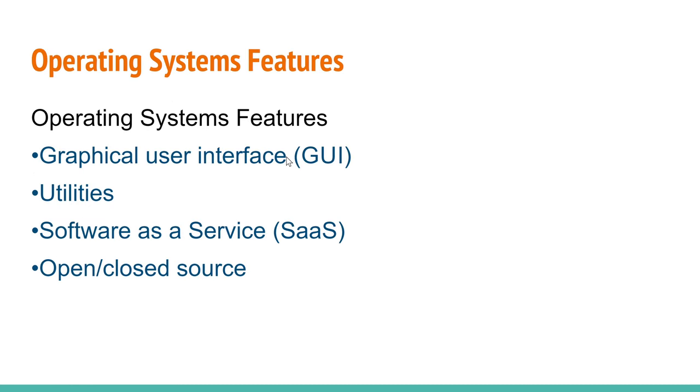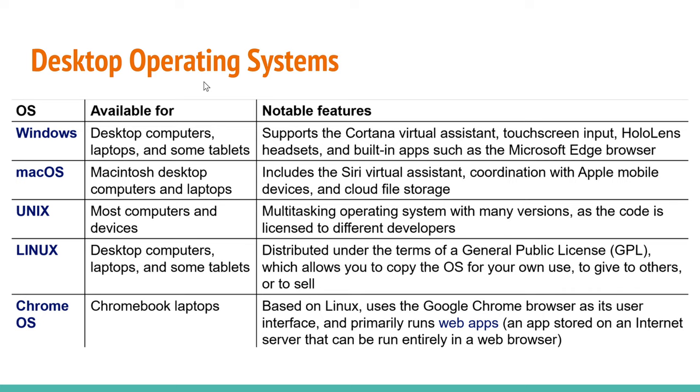Operating system features: graphical user interface, utilities, software as a service, open or closed source. Desktop operating systems: Windows, for desktop computers, laptops, and some tablets. Macintosh, for desktop computers and laptops. Unix, for most computers and devices. Linux, for desktop computers, laptops, and some tablets. Chrome OS, for Chromebook laptops.